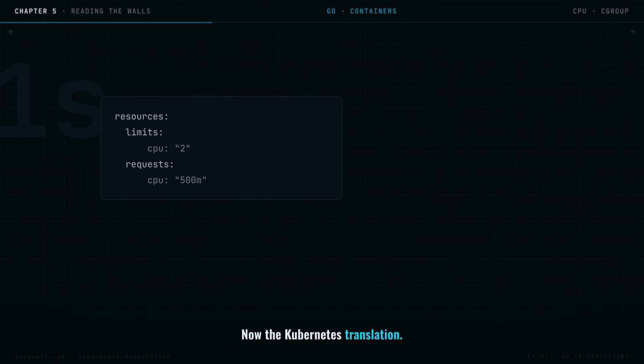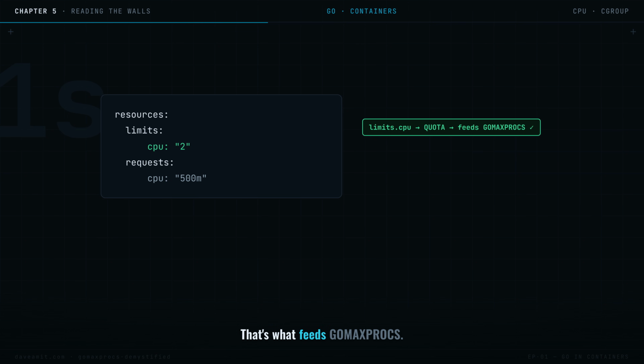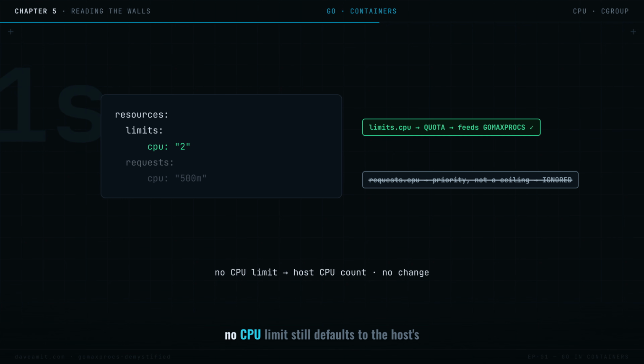Now the Kubernetes translation. This is where people get surprised. Your resources limits CPU become the cgroup quota. That's what feeds the GOMAXPROCS. Your resources requests CPU becomes CPU shares, CPU weight on cgroup v2. That's a relative priority, not a ceiling. So the runtime explicitly ignores it, which by the way means a pod with no CPU limit still defaults to host CPU count. No limit, no change.